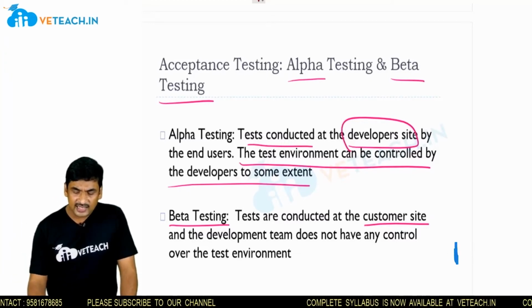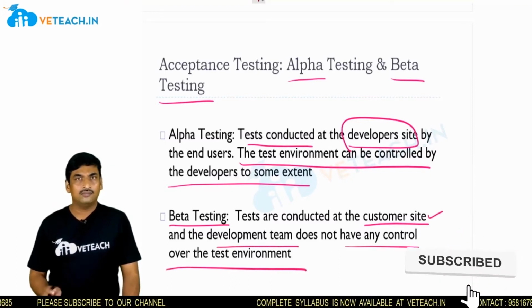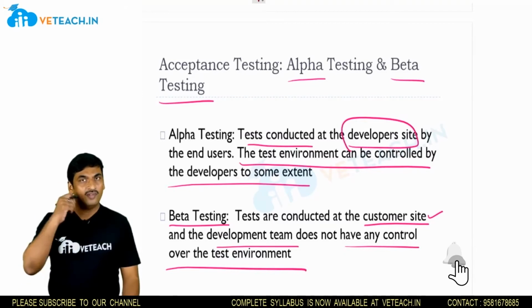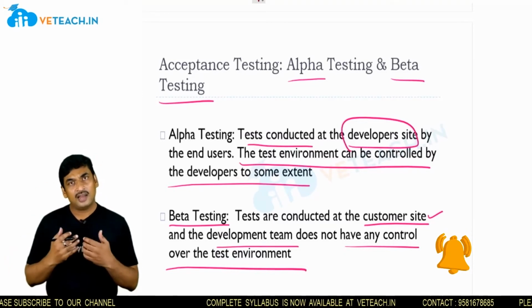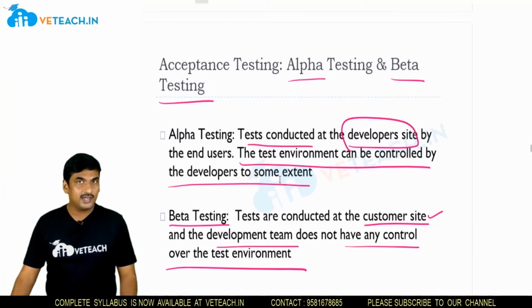Tests are conducted at the customer site and the development team does not have any control here. There will be no test environment. So we will release the product to the customers and they will use the product, test the product. So that is beta testing.